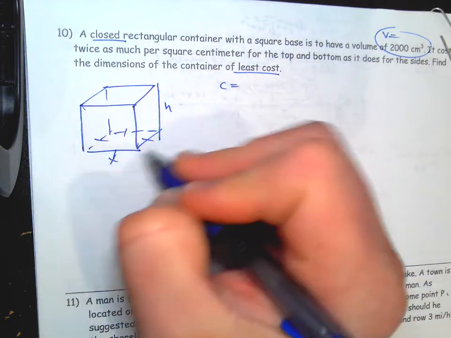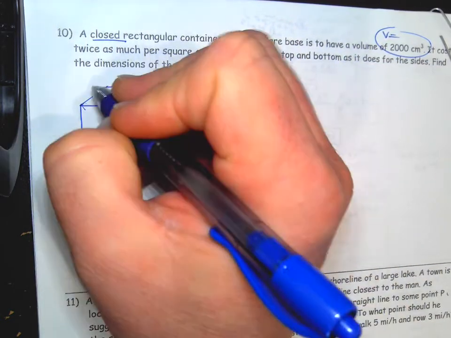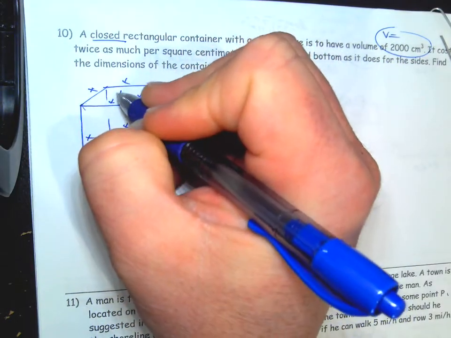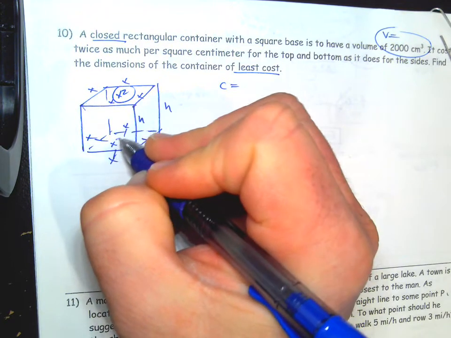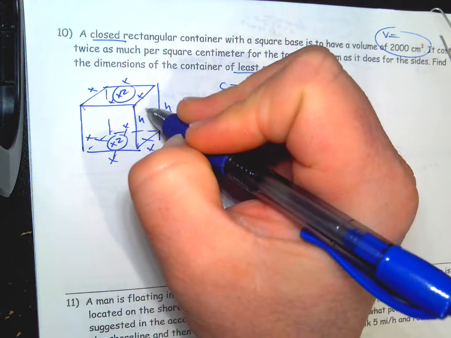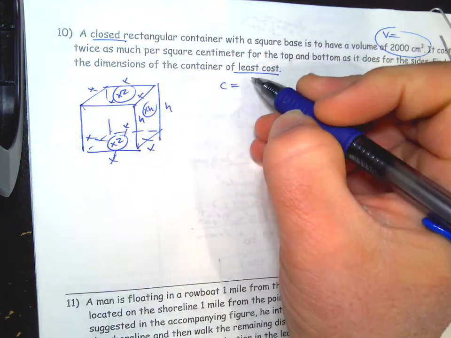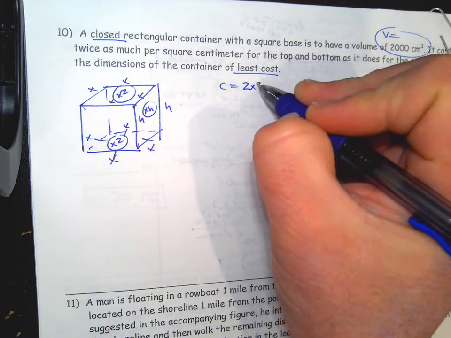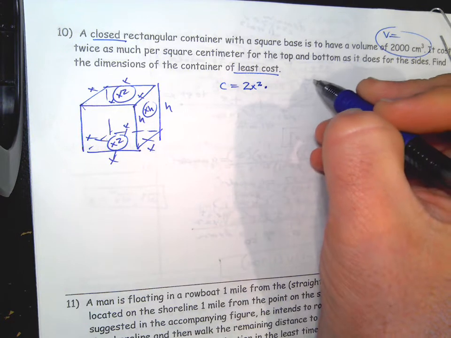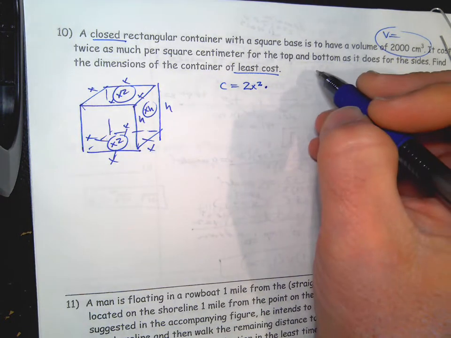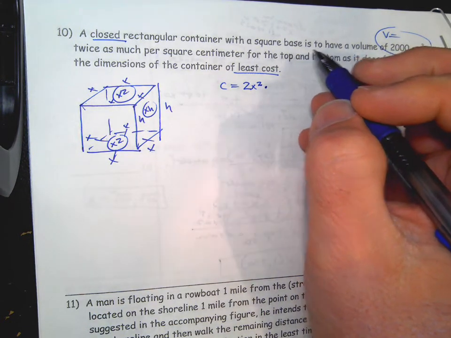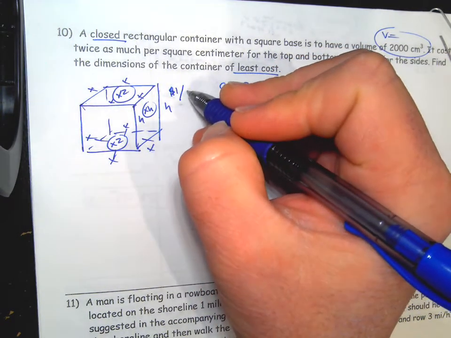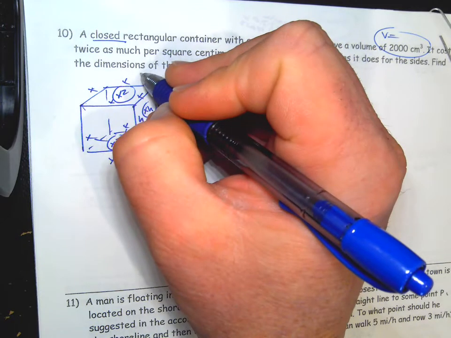I'm going to call these x. All these are x. The top and bottom squared the same. The height's going to be h. So the top is x squared. The bottom is x squared. The sides are xh, and there's 4 of them, right? So there's 2x squared area top and bottom times, it says it costs twice as much. Now I'm just going to go with the bottom. The sides cost $1 per square centimeter, and the top is double at 2.